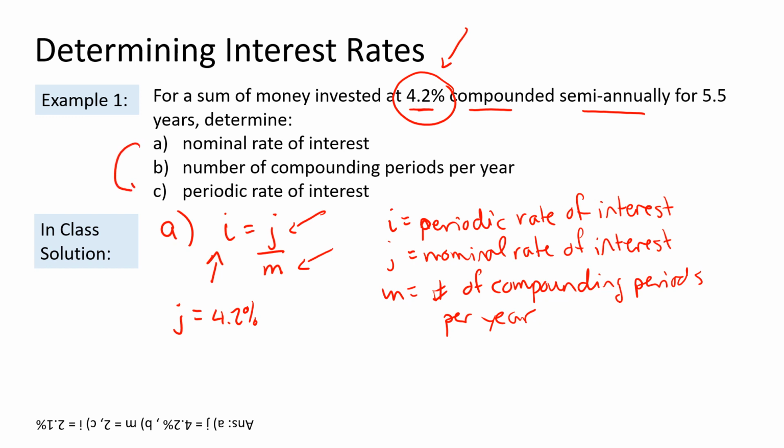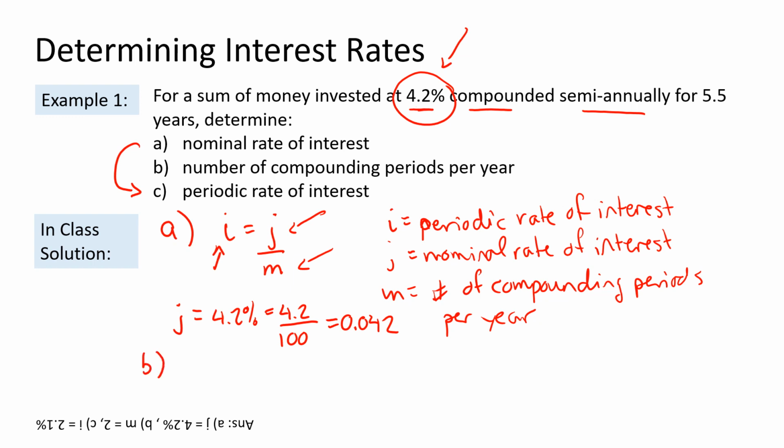Okay, and since we're just looking for that rate, we don't necessarily have to convert it to a decimal. But if we look down to part C, where we're looking for the periodic rate of interest, it's clear that we have to do a calculation because we're looking for I here, which is the nominal interest rate divided by the number of compounding periods. So I will also convert that to a decimal, which remember is 4.2 divided by 100, removing the percentage sign, which is 0.042.